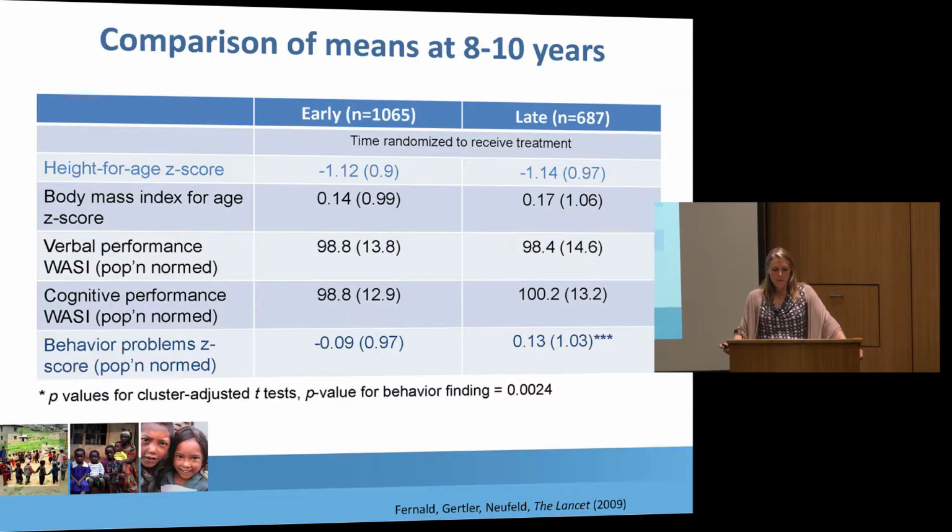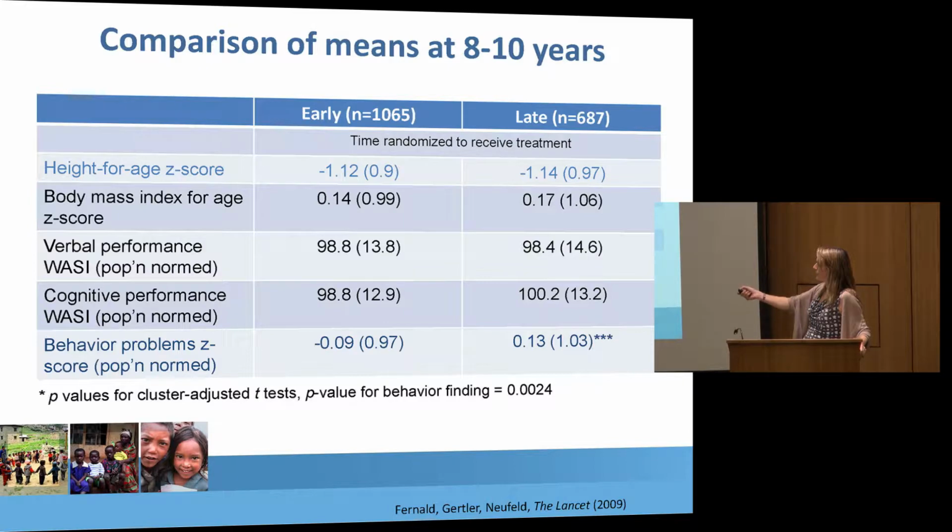Now, what we found was that when we compared the means at 8 to 10 years between the early randomized and the late randomized, there were no differences in means in height for age, BMI for age, verbal performance, or cognitive performance. The only difference we found in this comparison was in behavior problems, that there were fewer behavior problems in the group that had been in the program longer compared with the group that had been in the program later, that shorter period of time.